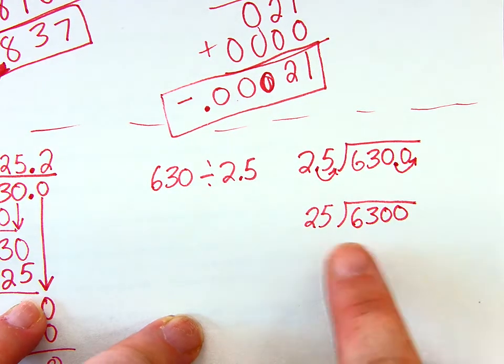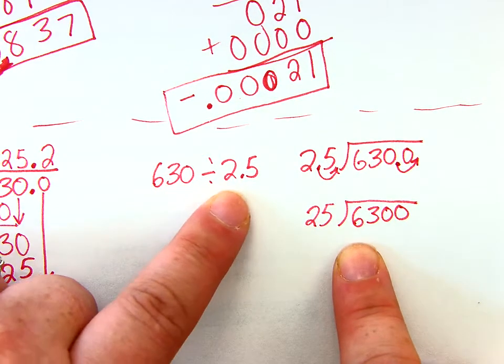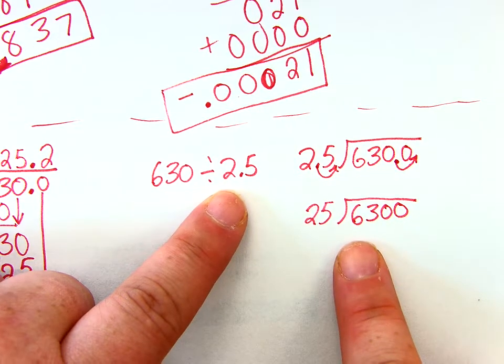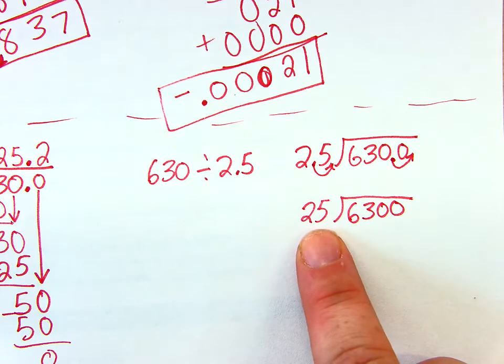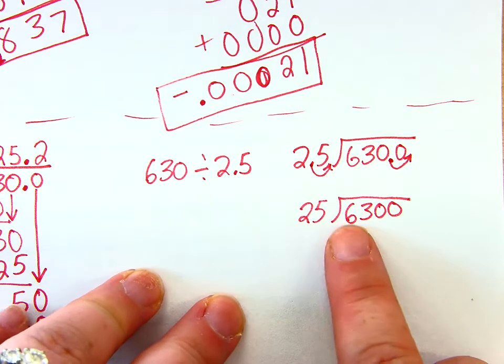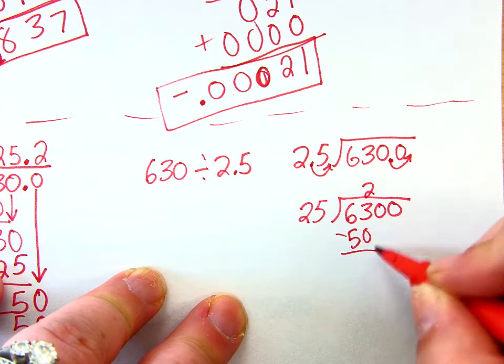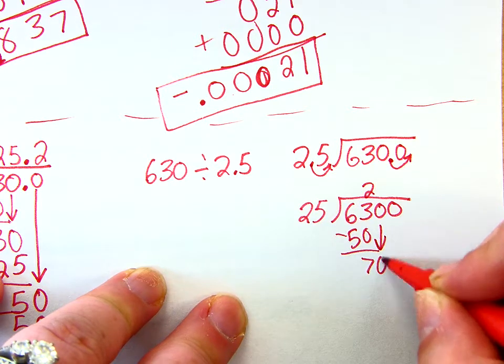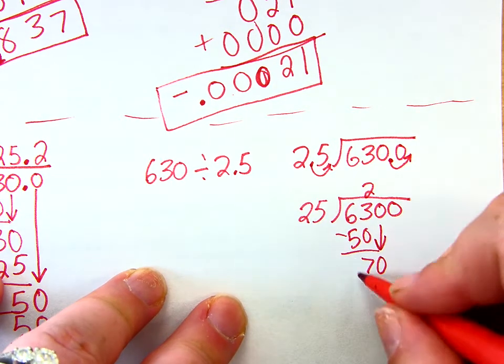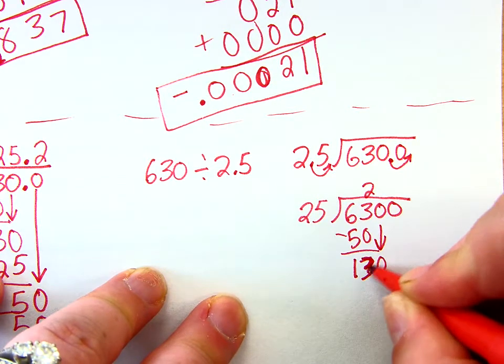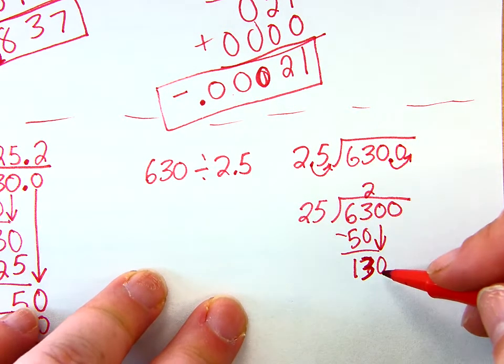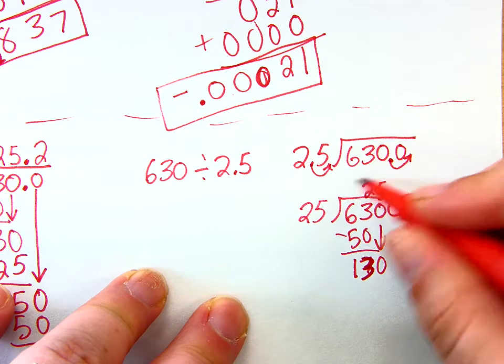That's the same exact problem as 630 divided by 2.5. But now I don't have any decimals in the number out in front. So now I can continue like I normally would. 25 can't go into 6, but it goes into 63 twice. 50 minus 7, drop down the 0. Oh, just kidding, 13. 25 into 130 is 5 times.